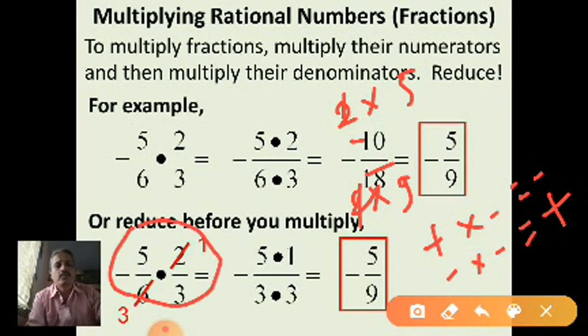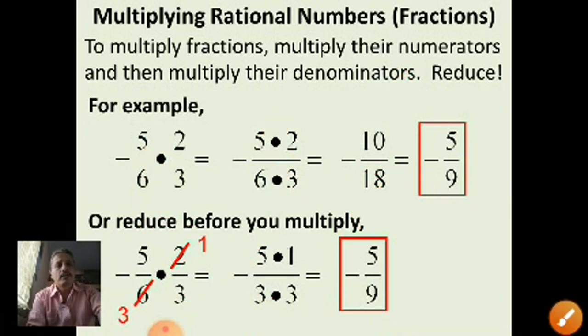Our number is minus 5 upon 6 multiplied by 2 upon 3. Students, don't be afraid. This dot is showing the multiplication sign. So here 2 ones are 2, 2 3s are 6. Now 5 ones are 5 and 3 into 3, 3 3s are 9. This answer and this answer remain the same. Good. Now let's see.